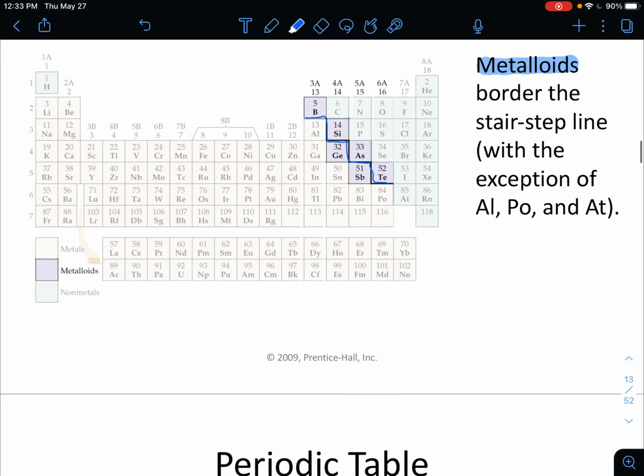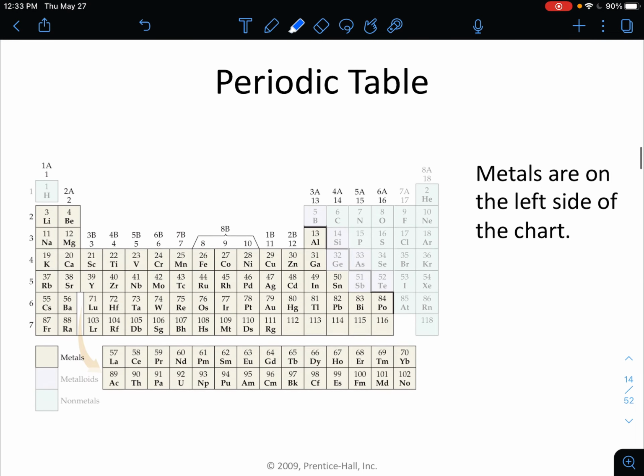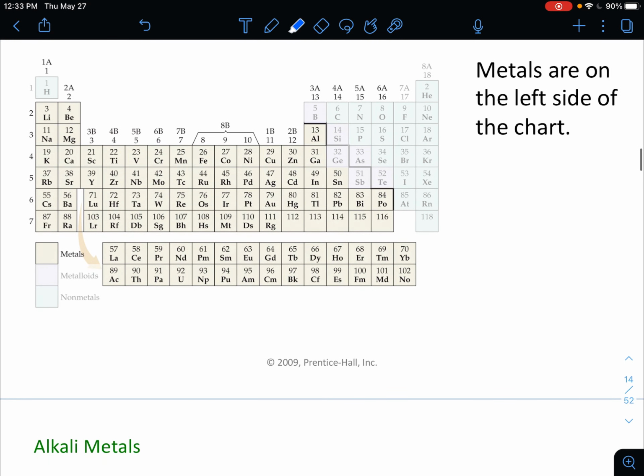So what that then means is pretty much everybody else is a metal, right? So the majority of the periodic table, the left two-thirds or three-quarters of it, these are all things that we would classify as metals based on their properties that include conductivity. So most things that we consider here are metals.